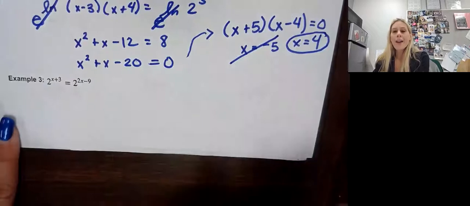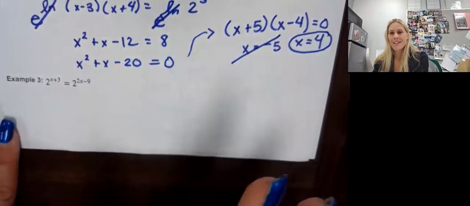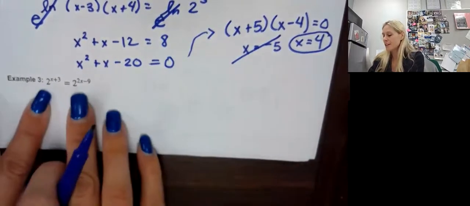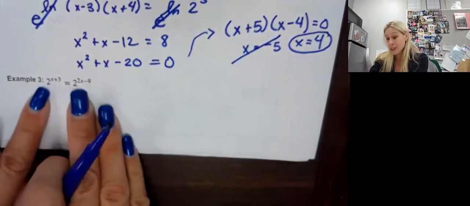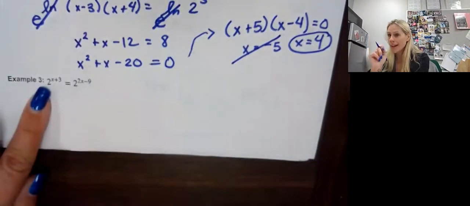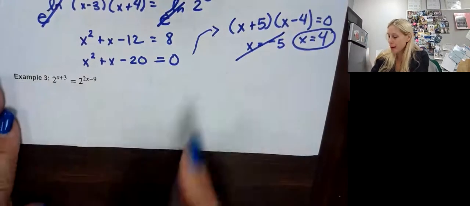All right. I love this example because you think we're going to do something difficult, but as you can see, the bases are already the same. Now, mathematically, I'm going to show you how they go away instead of just making them go away.